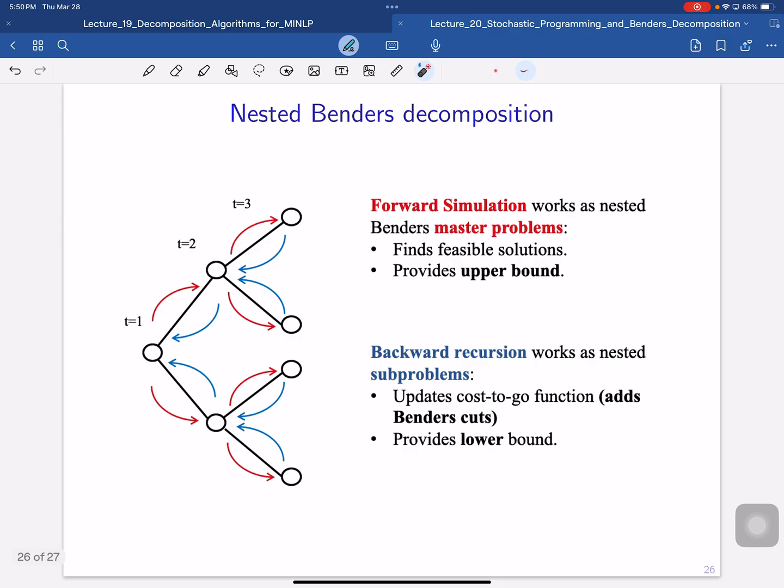Essentially, in nested Benders decomposition, you will have a so-called forward simulation and a backward recursion. The forward simulation gives you a feasible solution of the original problem, and the backward recursion adds Benders cuts in a recursive manner, and then you go forward and backward. At the end of the day, you will converge. This happens when you have, instead of a two-stage stochastic programming problem, a multi-stage one. Let's say you have a three-stage stochastic programming problem. It will follow this pattern, and the algorithm is called nested Benders decomposition.